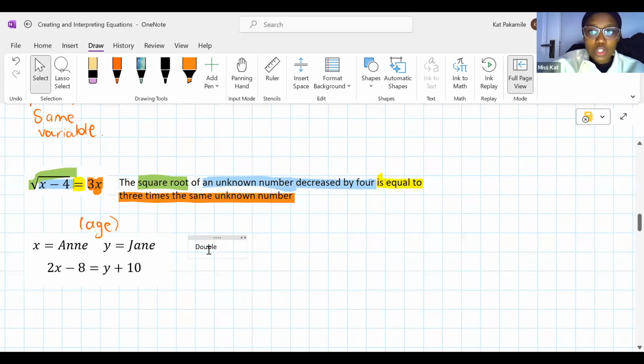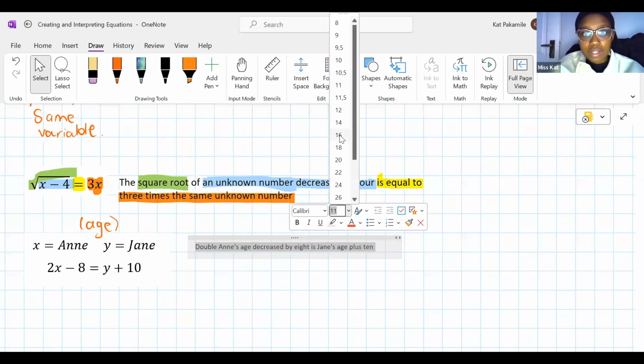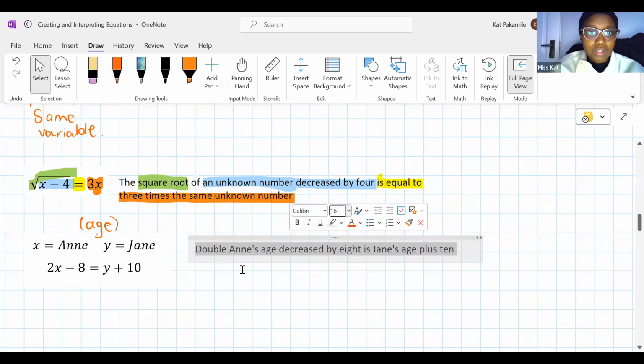Ma'am, who does X belong to? X is whose age? Anne's. There we go. Double Anne's age, decreased by 8, is Jane's age. Plus 10. Plus 10. Beautiful. Thank you very much. Okay, guys. See, that's not that bad. Okay, so this is what we want.